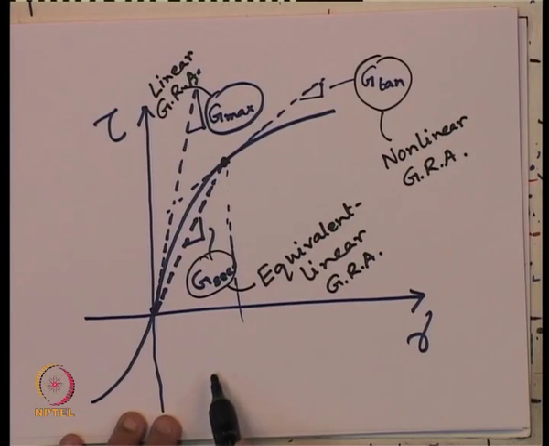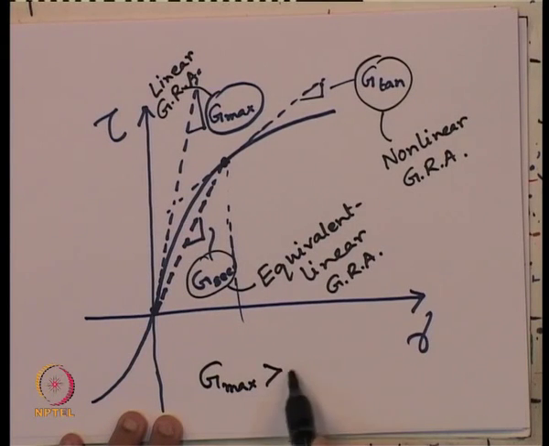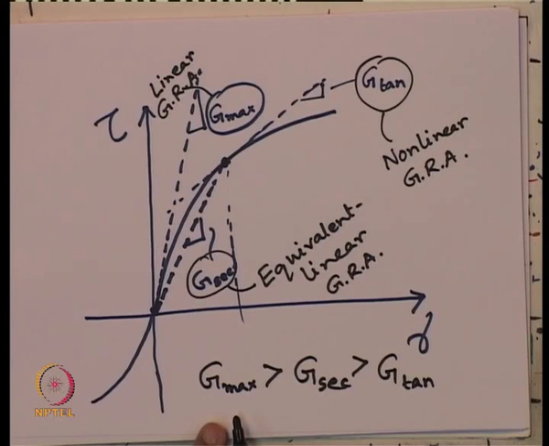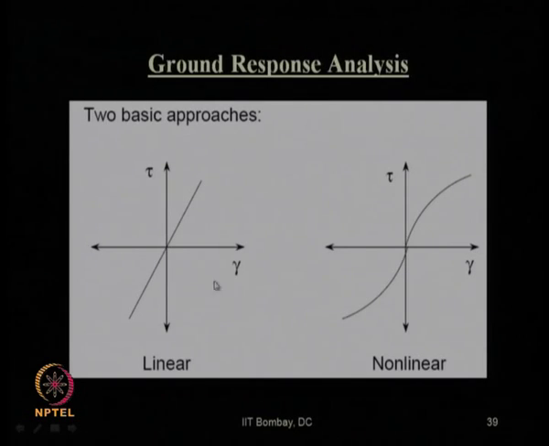As we can see from this, G max will always be higher than G secant, which should be higher than G tangent. So, maximum shear modulus, as the name suggests, is always the maximum one compared to the secant shear modulus and the tangent shear modulus. These are the values or ranges which we need to consider when we are trying to do the ground response analysis. So, as I have already mentioned, two basic approaches: linear ground response analysis and nonlinear ground response analysis, and within nonlinear we have another subdivision which is called equivalent linear ground response analysis. Clear?